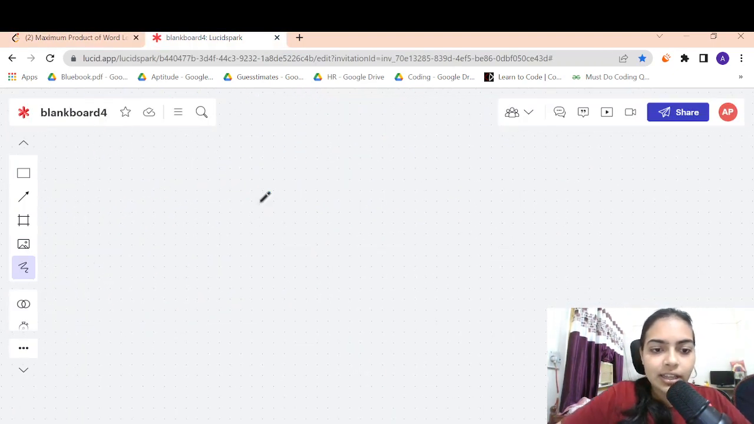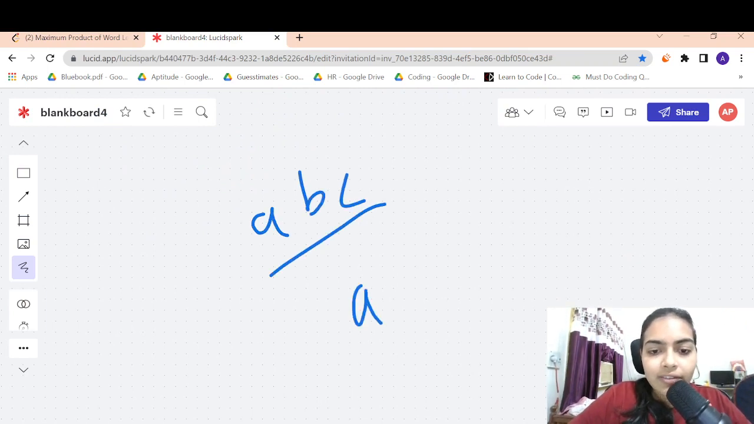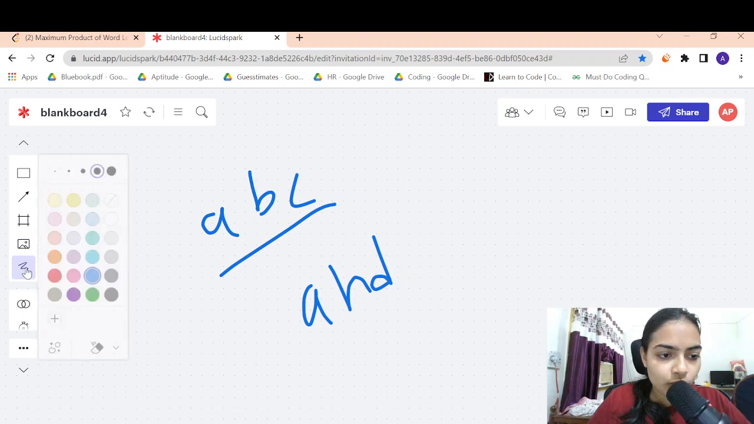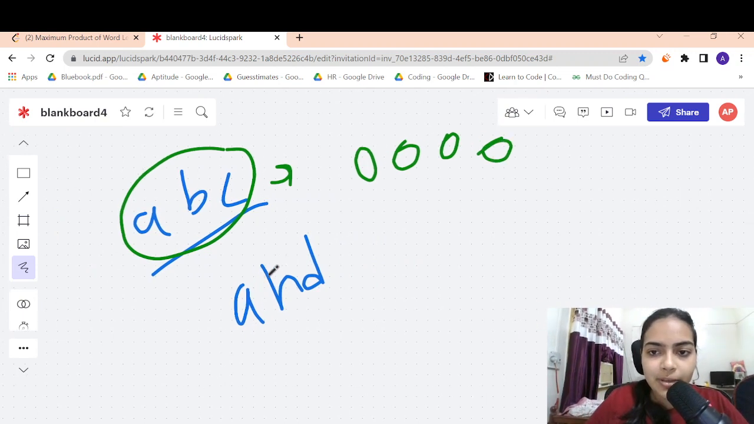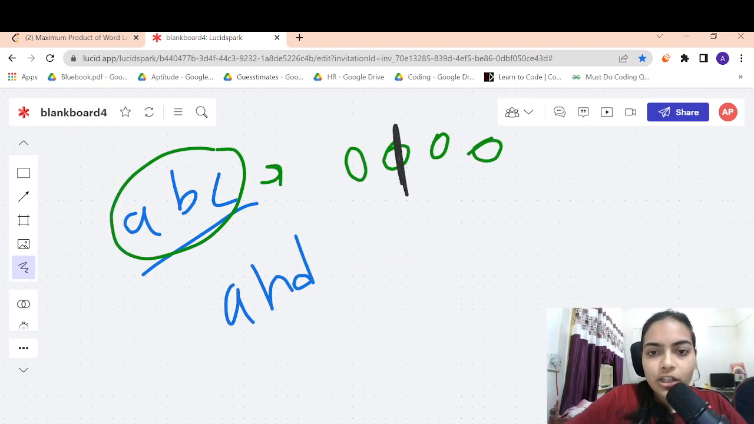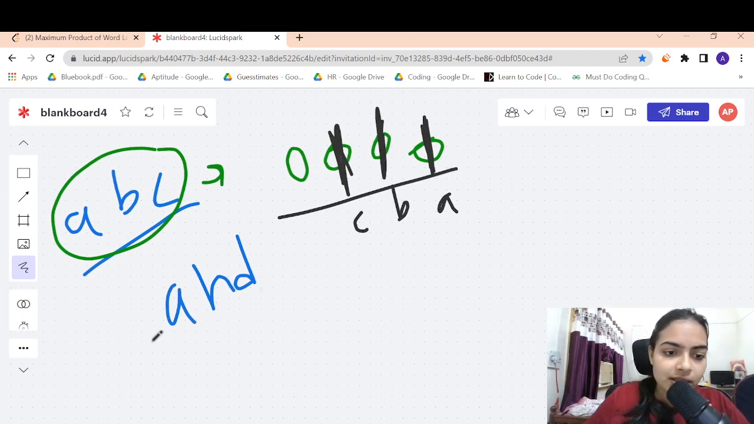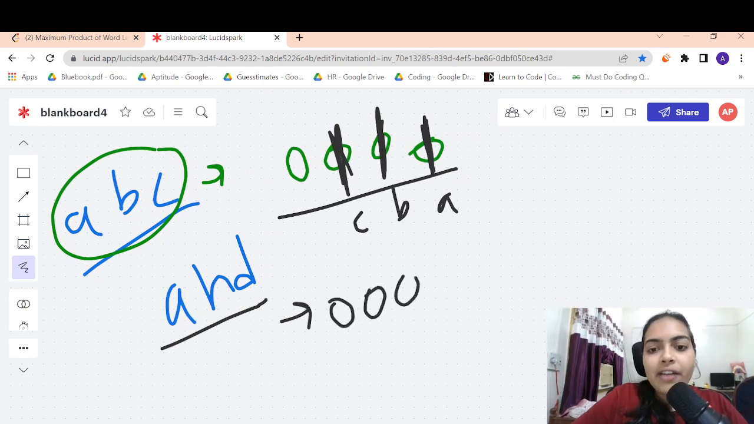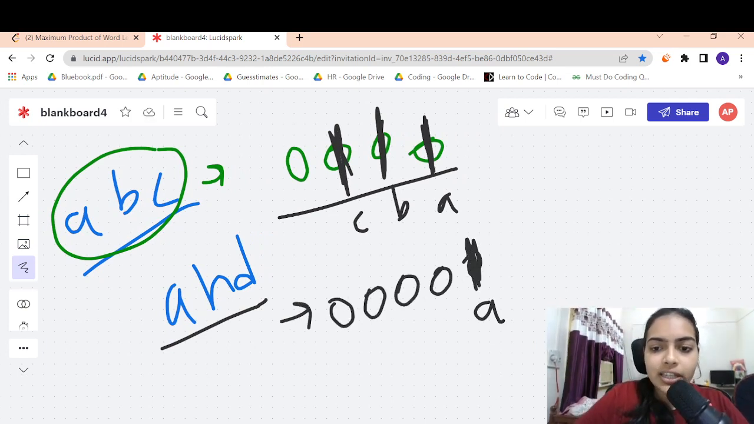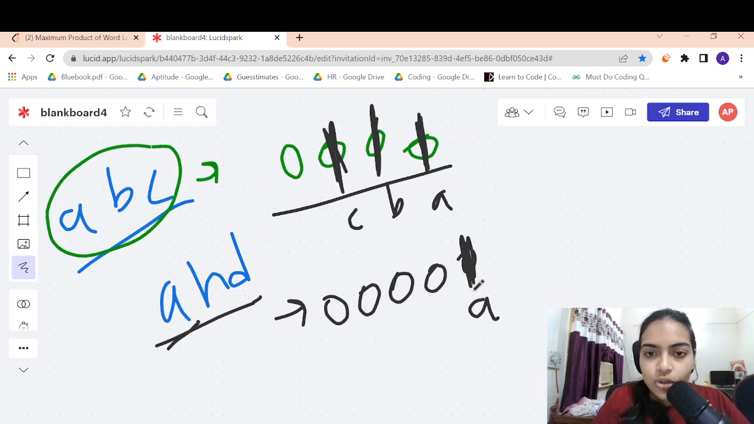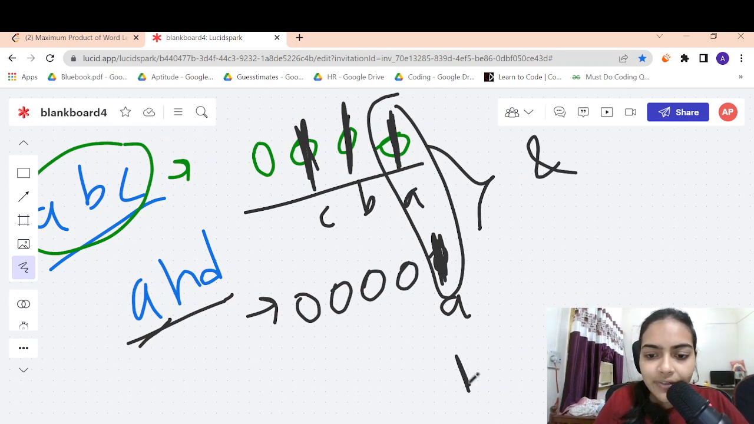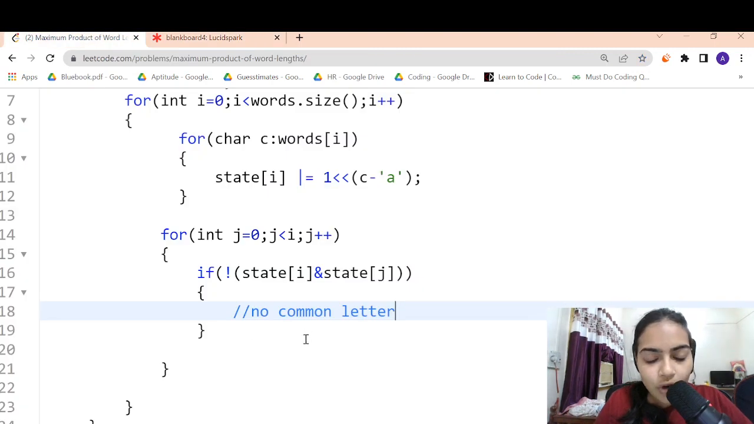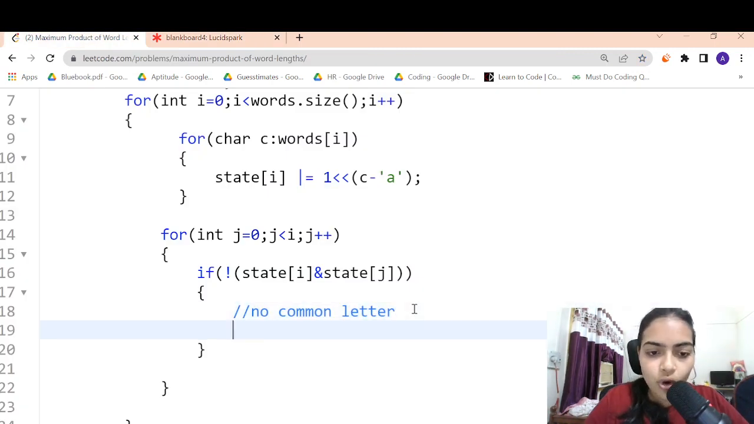let's consider the case where I have one word ABC and another word, let's say, AND. What will be the binary number representation of these? I have a word ABC, so initially I have everything 0, and corresponding to the A, B and C positions I am going to mark 1. Similarly, if I have a word AND, initially everything is 0, but corresponding to the A position I am going to mark it as 1. So when I take the AND of these two numbers, here I will get 1, I will not get a 0. That means this AND will not be 0, which means these two have common letters. So only if the AND is 0 do they have no common letters.